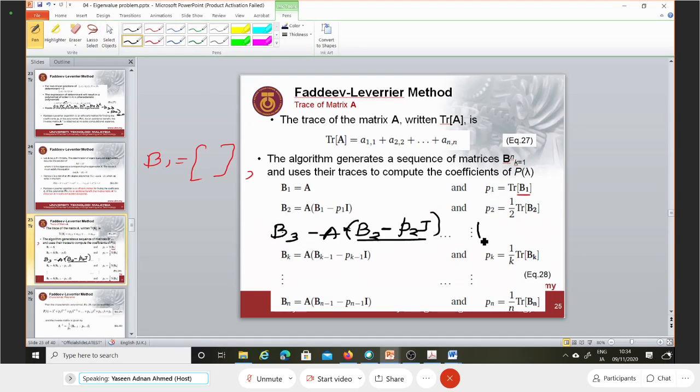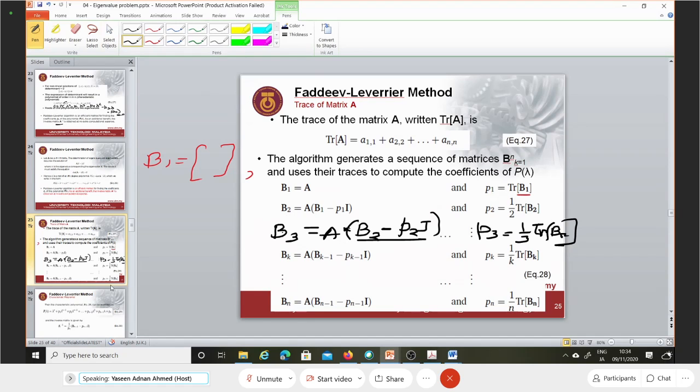Then P3 will be 1 over 3, sorry, it should be 3, of the trace of B3. That is straightforward, not that difficult. The method is not difficult, you just need to know the strategy. Then you will have P3, and then you continue again for P4. This is matrix multiplication. If you do the multiplication wrongly, then your answer will be wrong.